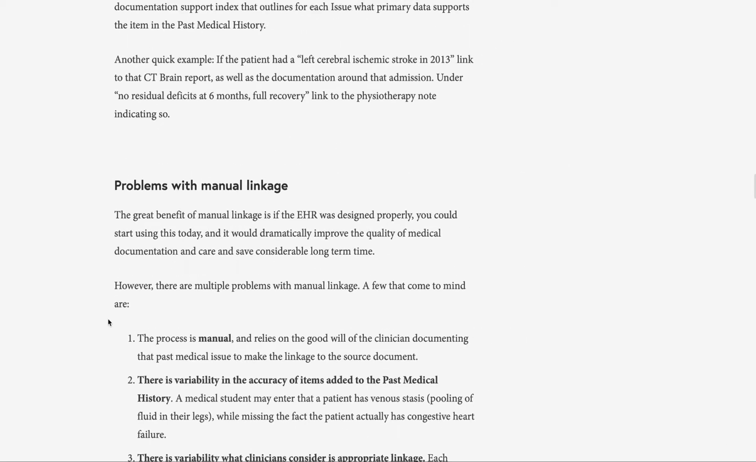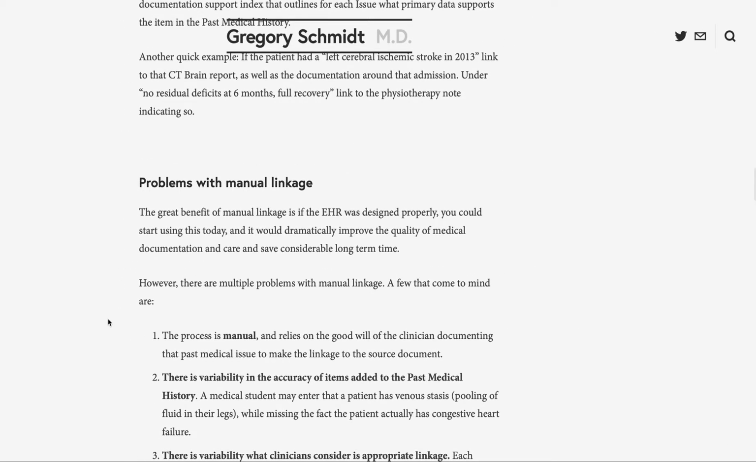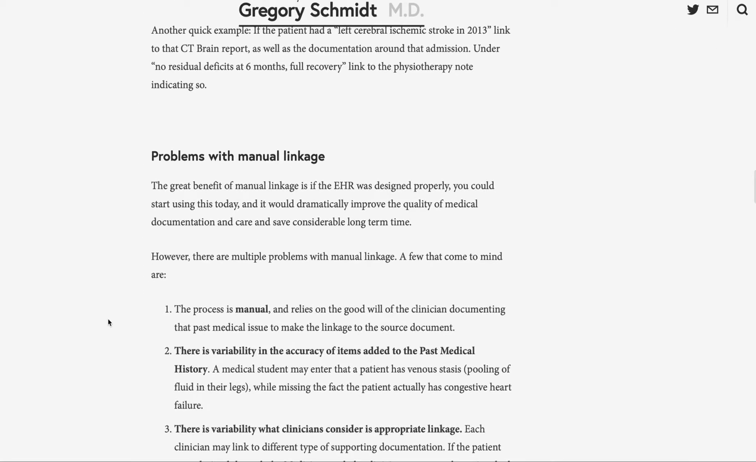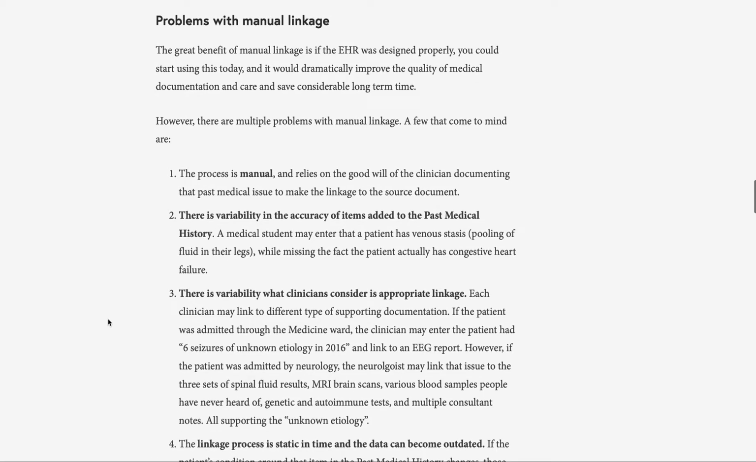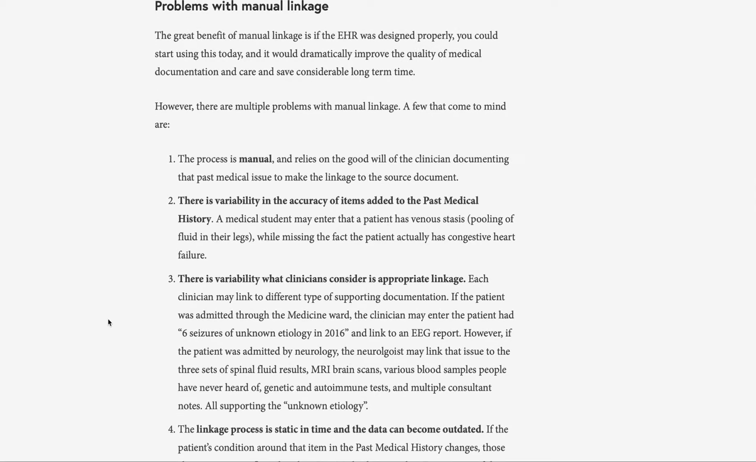Now, as much as I advocate and love the concept of manual linkage, mostly because it's so easy to implement into electronic health records, that there's really no barriers or downsides to it, there actually are a lot of problems with this concept of manual linkage. It's a very imperfect system when trying to create a way to actually ascribe truthfulness to data in medical records.